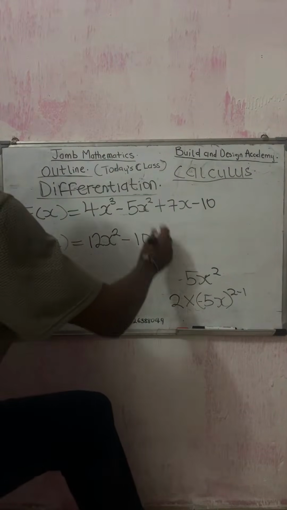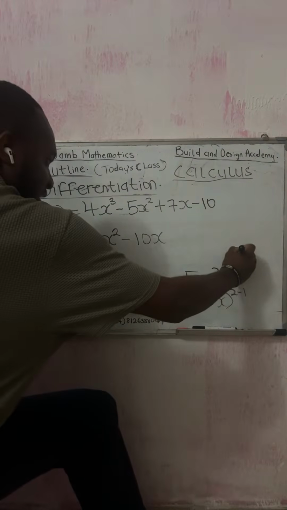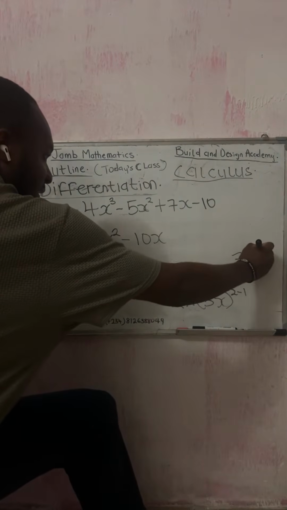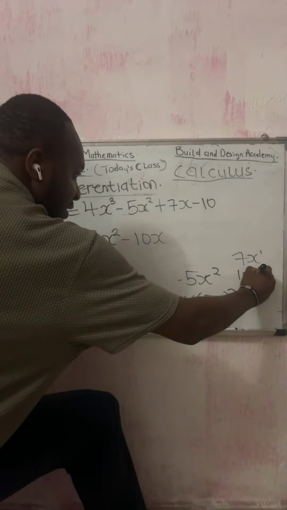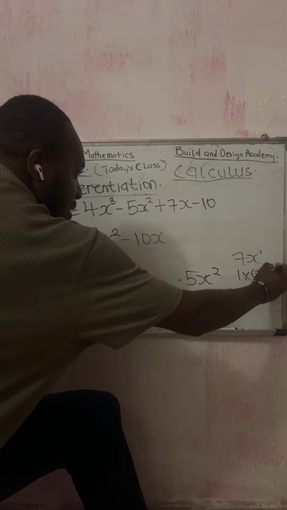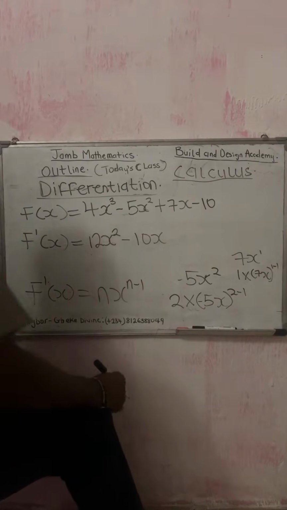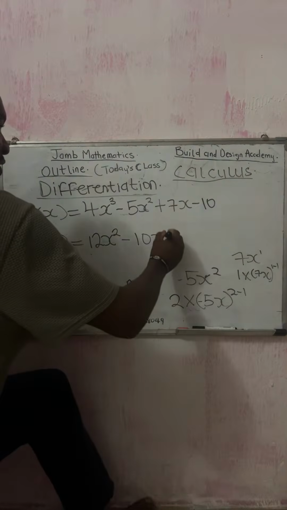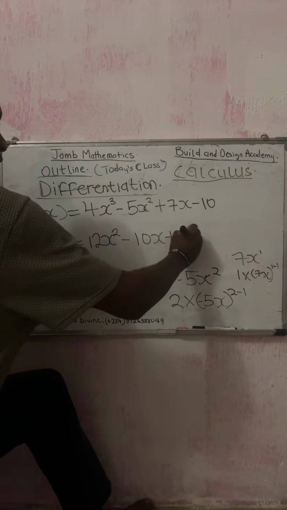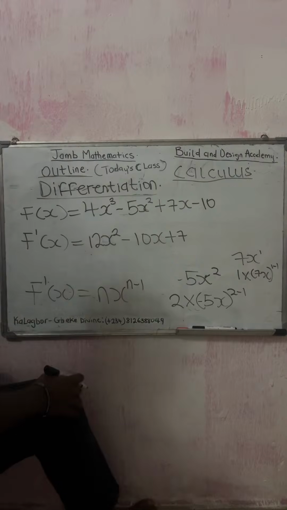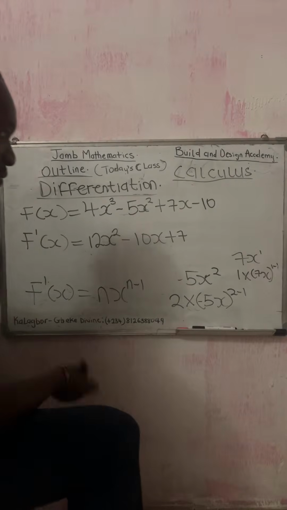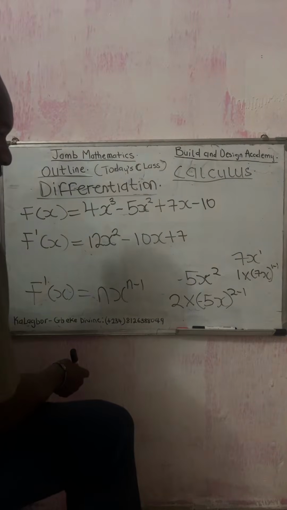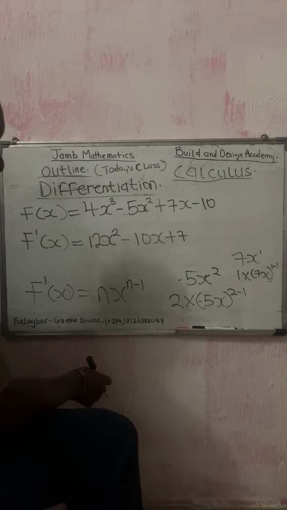So now for this one, let's do this one. If we have 7x, remember the power here is 1, right? So it will be 1 times 7x raised to the power what? 1 minus 1. Now, 1 times 7x gives us what? Plus 7. Now, watch. 1 minus 1 is what? 0.